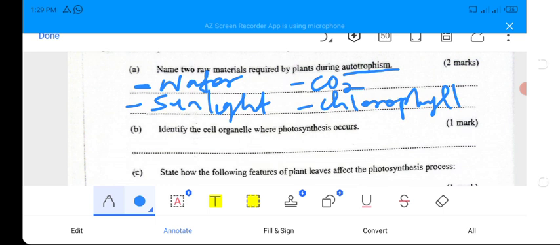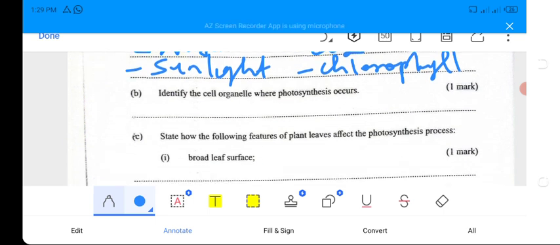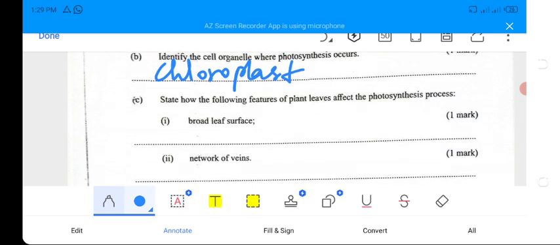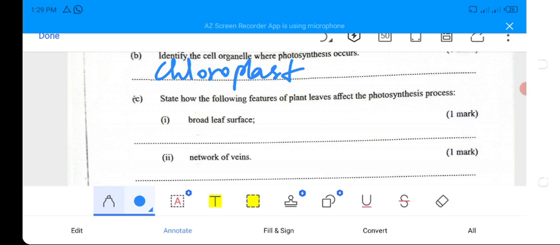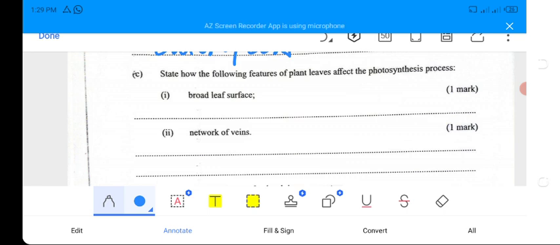Identify the cell organelle where photosynthesis occurs. So chloroplast is the site for photosynthesis. Chloroplast. Photosynthesis will always take place in the chloroplast. State how the following features of a plant leaf affect the process of photosynthesis: broad leaf surface.